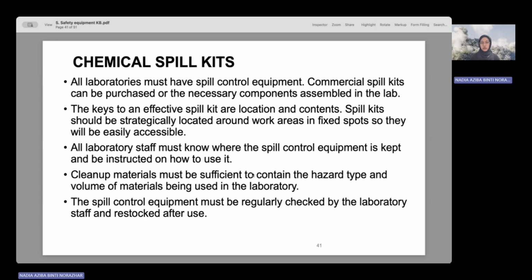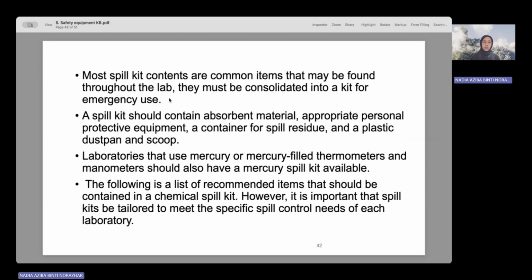The cleanup materials must be sufficient to contain the hazard type and volume of materials being used in the lab. The spill control equipment, likewise the first aid kit, has to be regularly checked by the lab staff and restocked after use. Most of the kit contents are common items that must be consolidated into a kit for emergency use. It should contain absorbent material, appropriate personal protective equipment, or PPE, a container for spill residue, and a plastic dustpan and scoop.